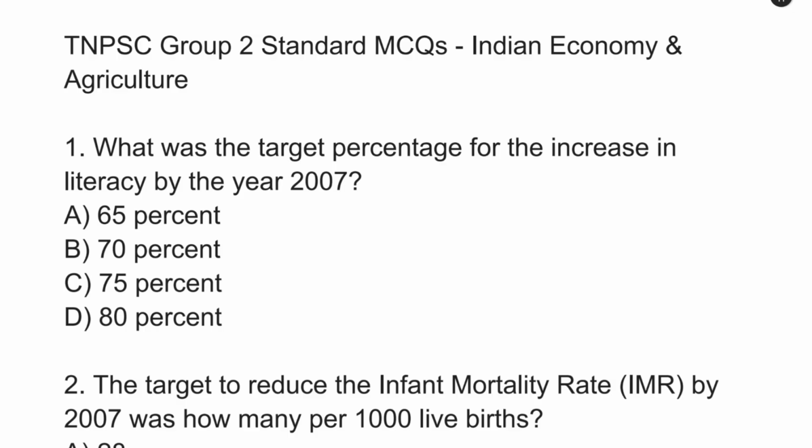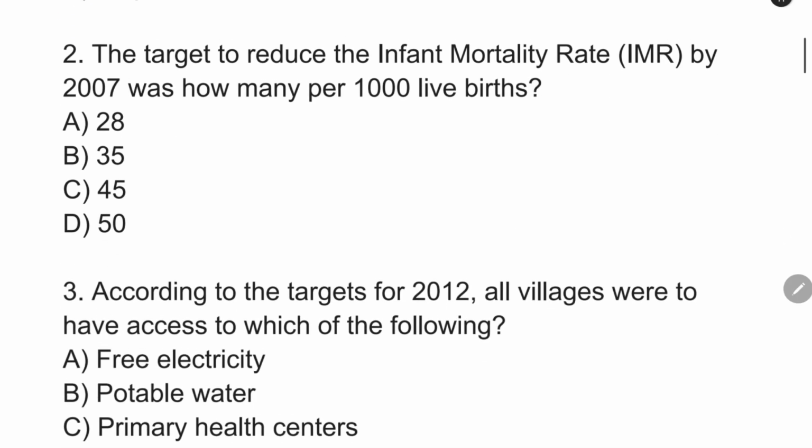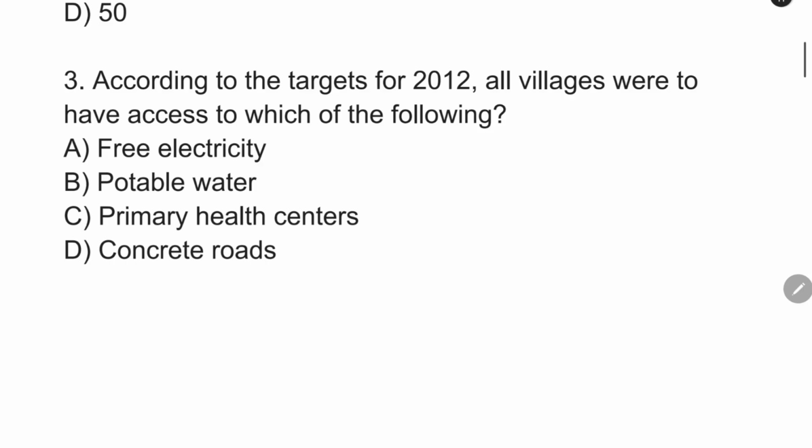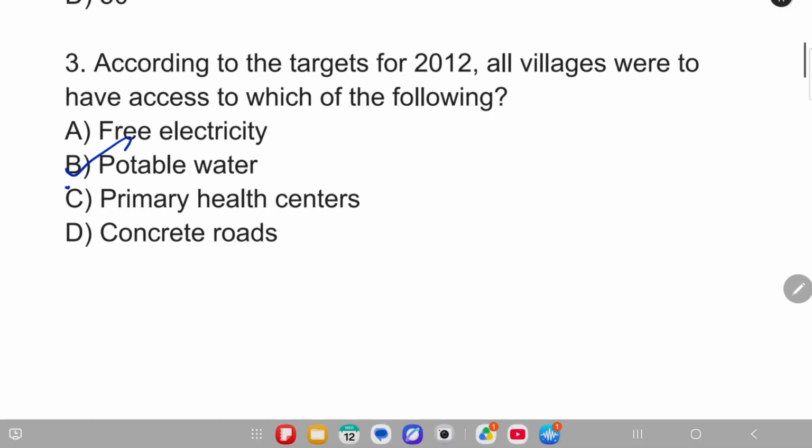What was the target percentage for the increase in literacy by the year 2007? 75%. The target to reduce the infant mortality rate by 2000 was how many per 1000 live births? 45. According to the target for 2012, all villages were to have access to which of the following? Potable water.